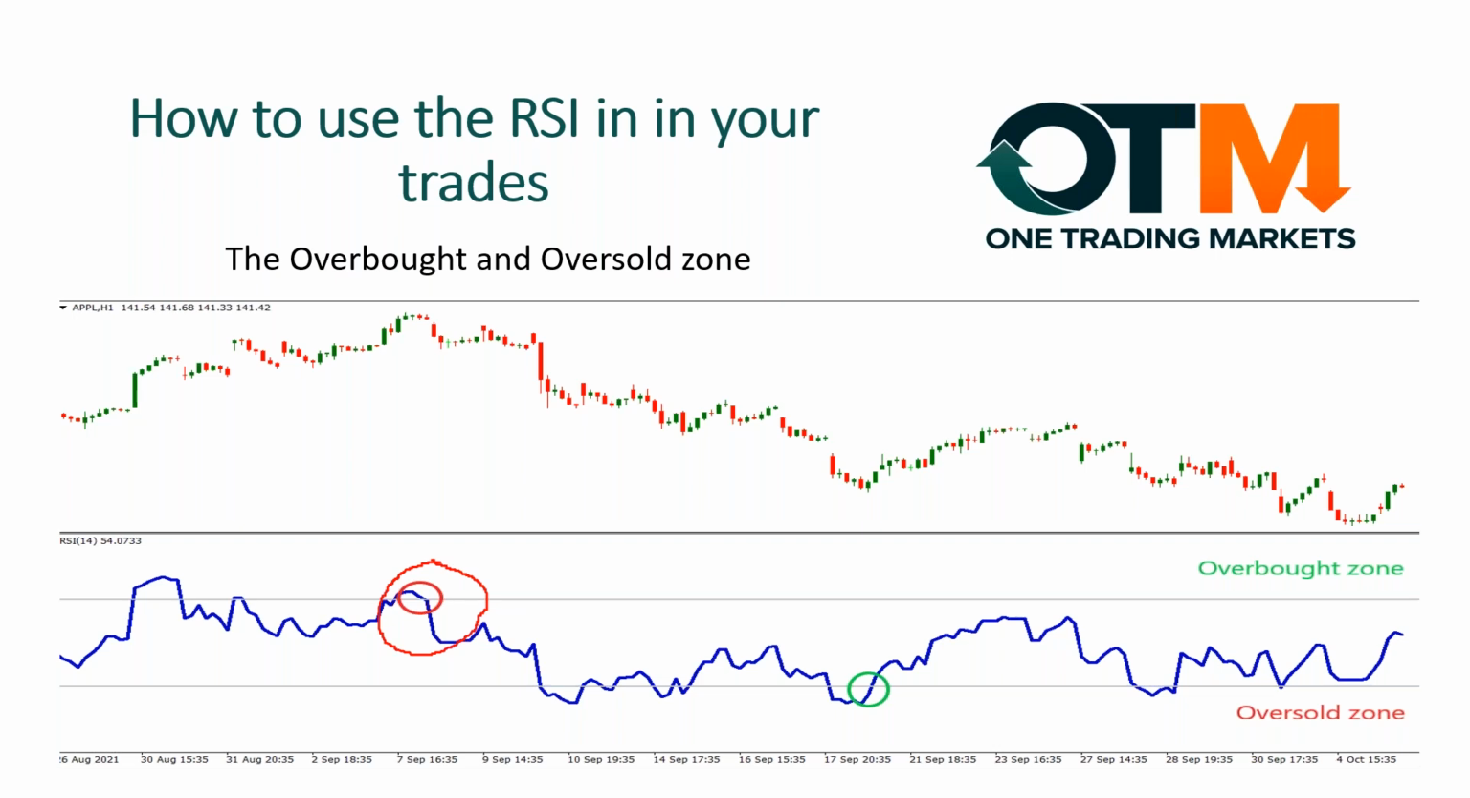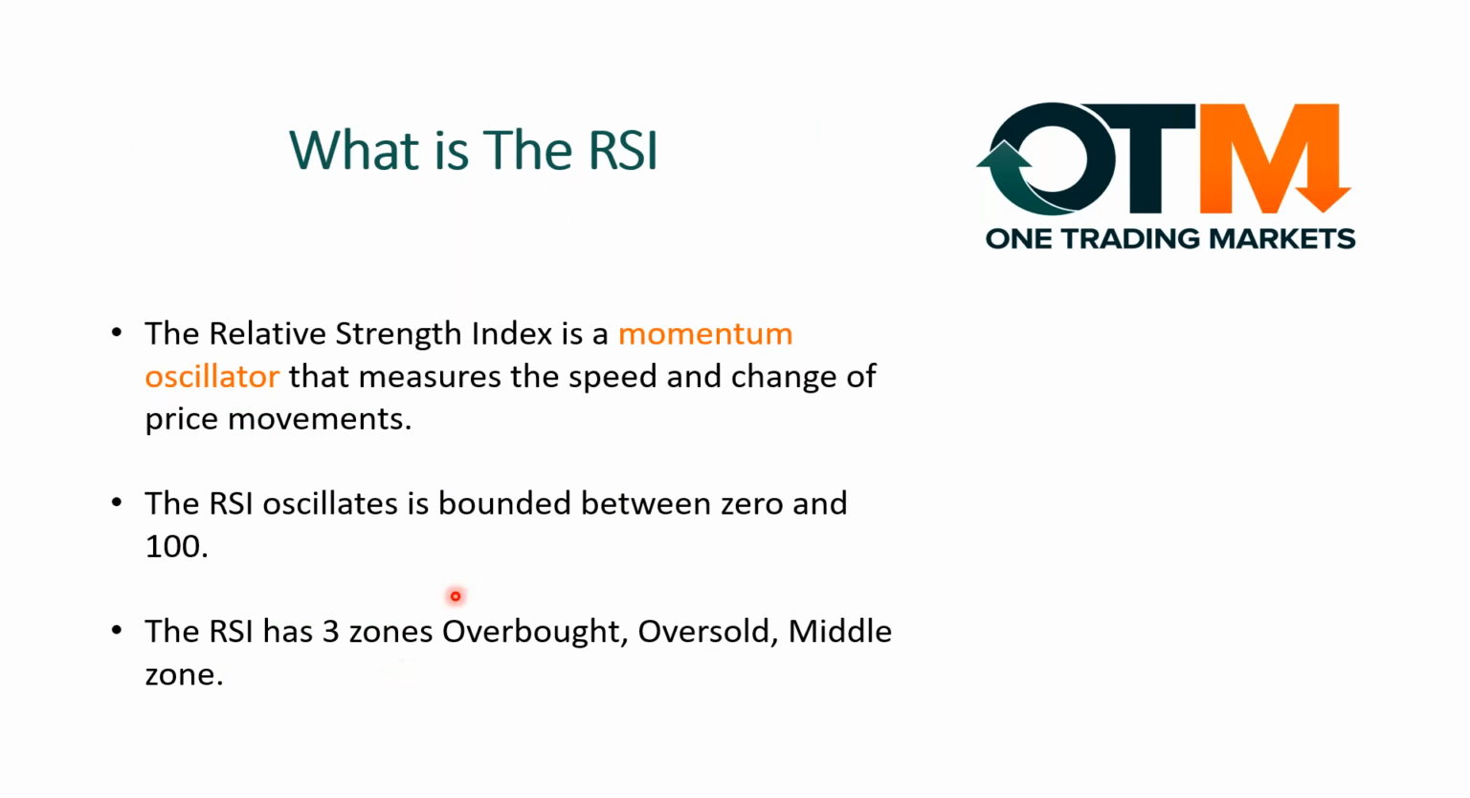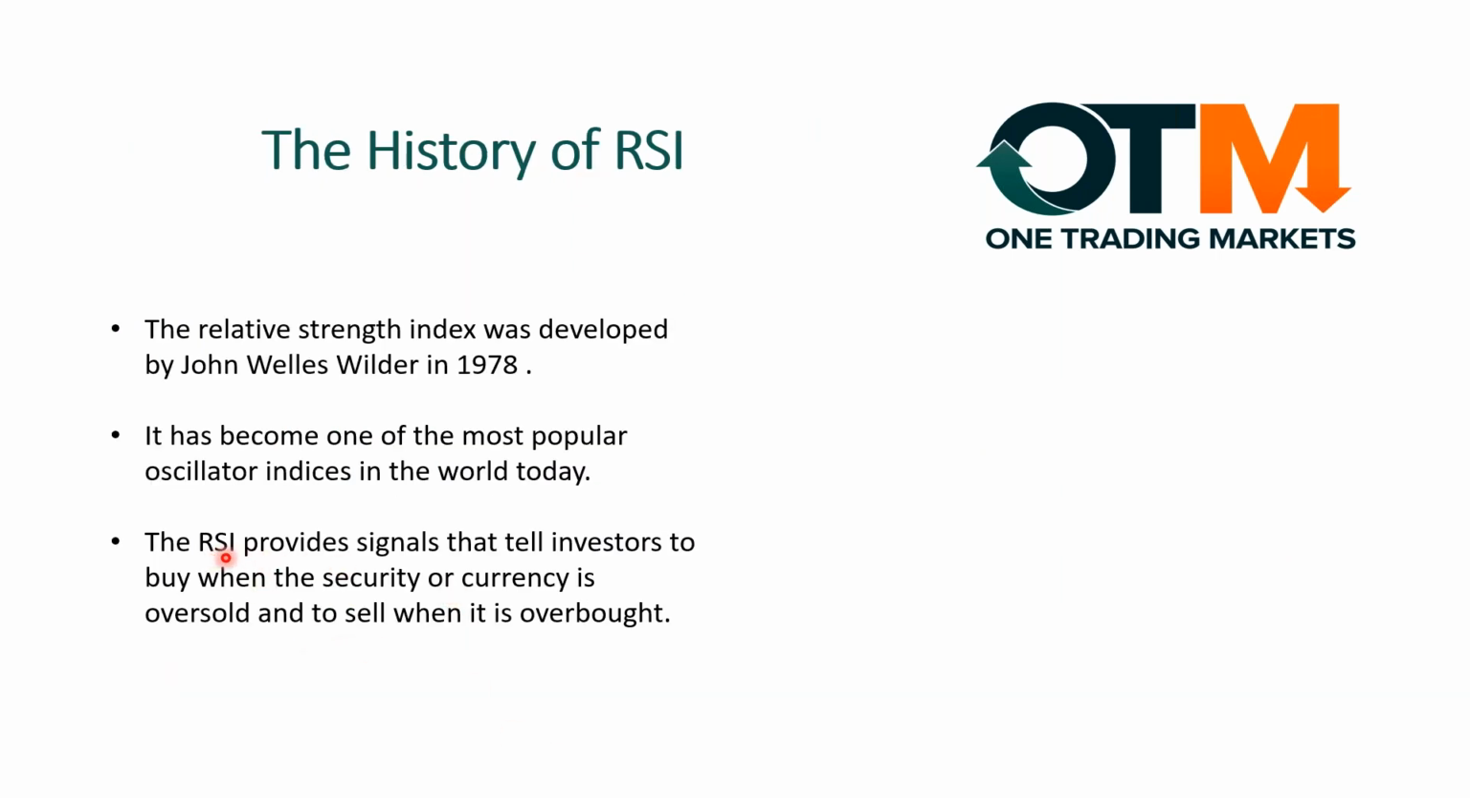So you're basically calculating how much you're going to gain against how much you're going to lose. Let's talk about the overbought and oversold zone. Notice here, for example, how the market went to the overbought zone. Let me get my laser pointer. If you remember from when we started, the RSI provides signals to tell investors to buy when the security is currently oversold and to sell when it's overbought.